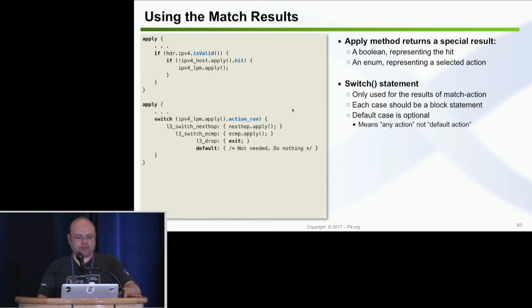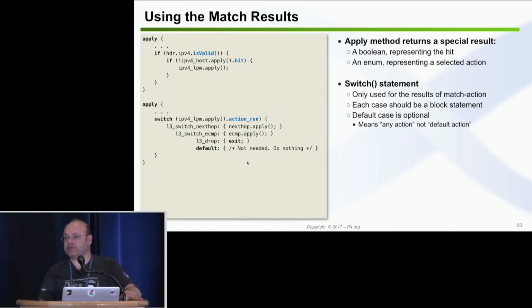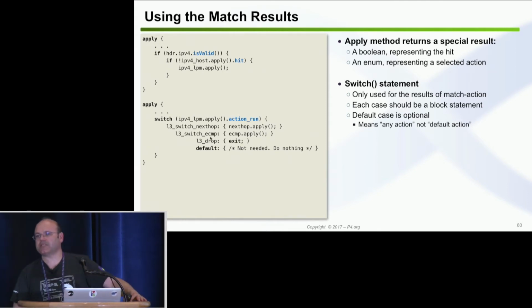This construct also allows you to do speculative execution if you want to, because again, you can perform match in all the tables at the same time, and then if the action that was chosen from my IPv4 LPM was not one of switch next hop or switch ECMP, you'll just ignore the results of those matches.